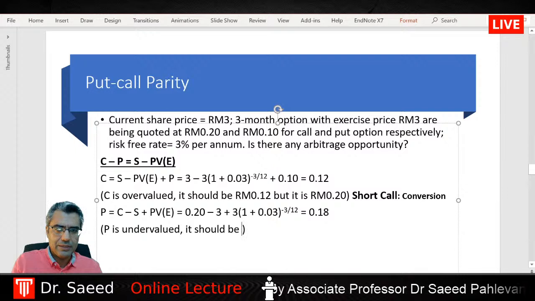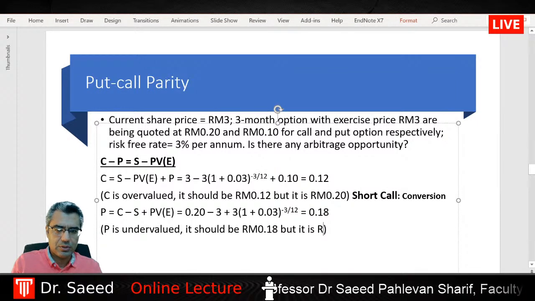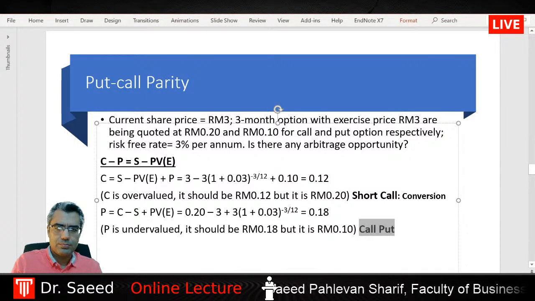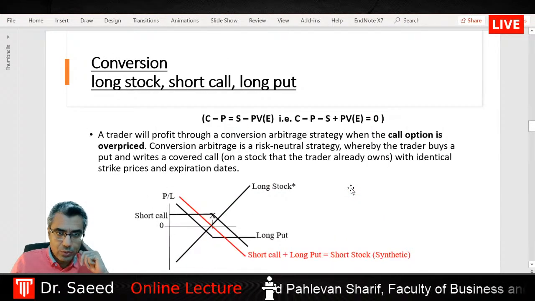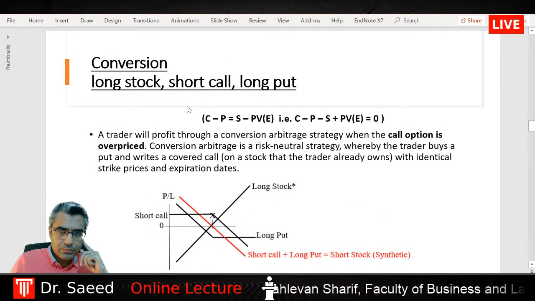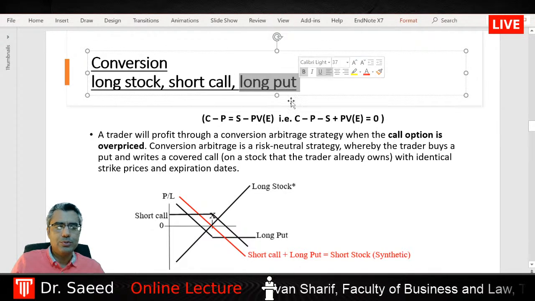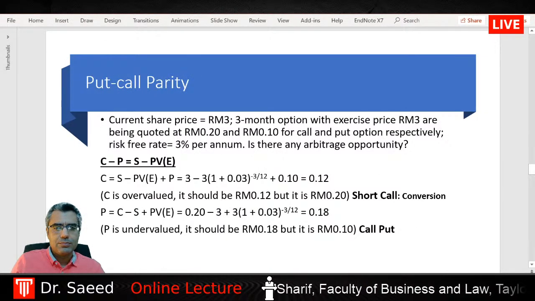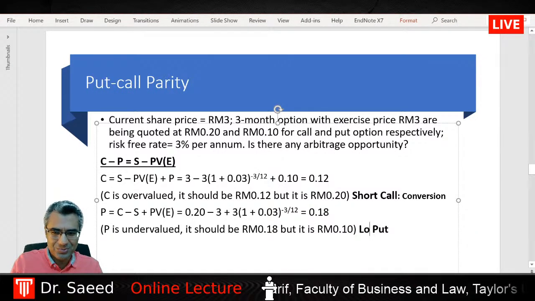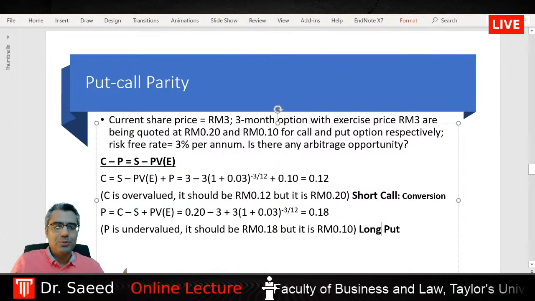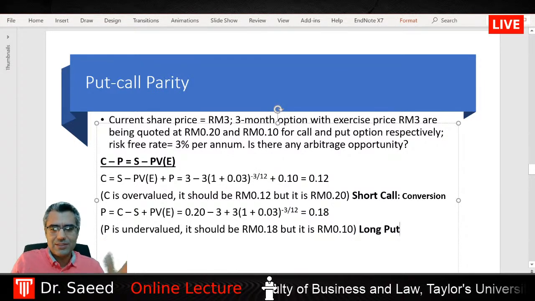Based on our calculation, it should be 18 cent, but it is 10 cent in the market. This means you should long put. Let's go back here and see our conversion. You see, for conversion, we already knew we should long put. So we long put. You see, it's consistent, right?